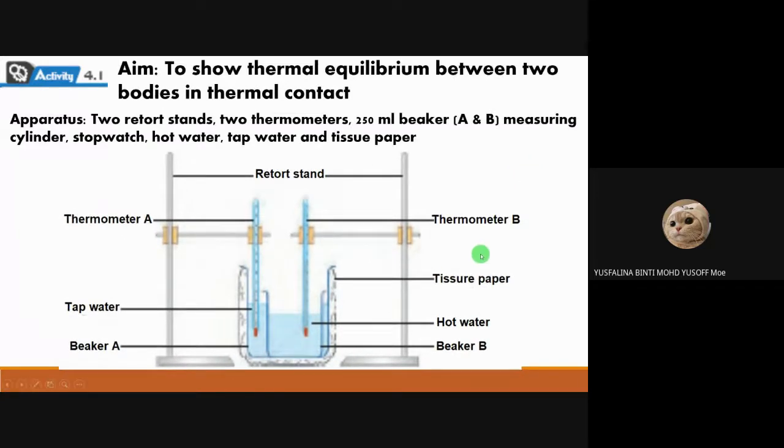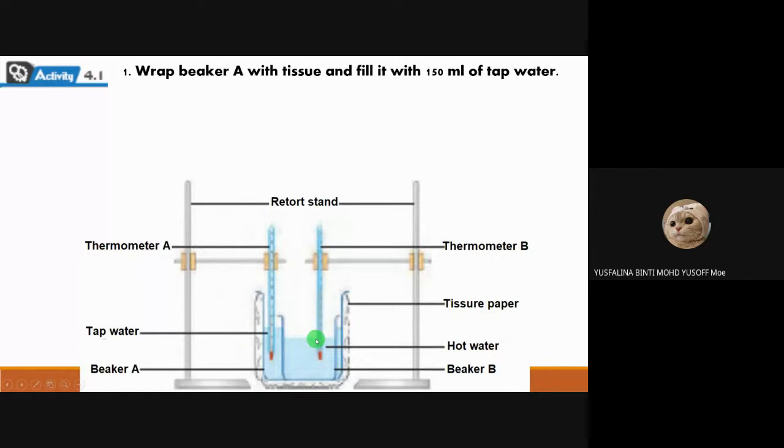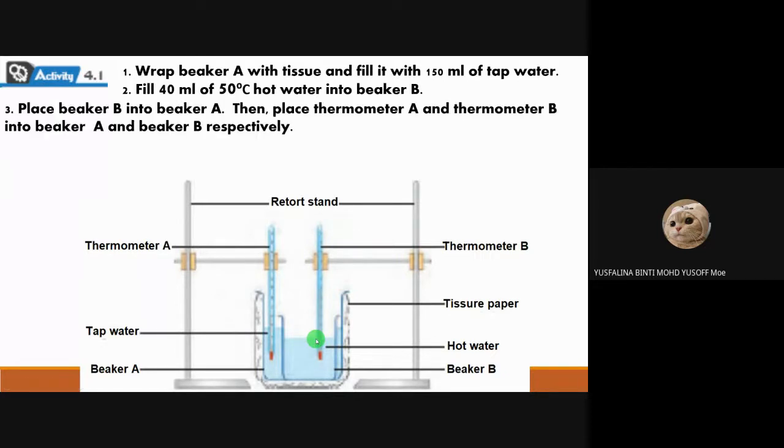And then we put the two thermometers here. The first thermometer A, we put in the tap water, and the thermometer B we put in the beaker B, the beaker that consists of the hot water. So now we will record. This one is actually already explained just now. We fill 40 milliliters of 50 degrees Celsius hot water into the beaker B. So inside the beaker B, you fill with the hot water that is 50 degrees Celsius.